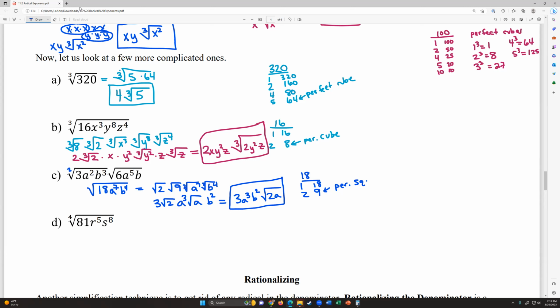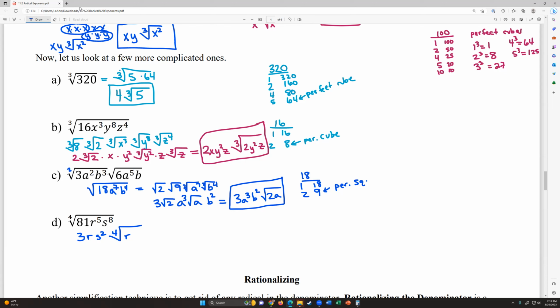Okay. For my part D here, 81 is actually already a perfect 4th. That is 3. 4 goes into 5 one time with 1 left over. Make sure you're putting the correct index on your root. And 4 goes into s to the 8th. It goes into that 8 2 times exactly. So no s is left over. So 2 groups of 4 get pulled out, 1 each.